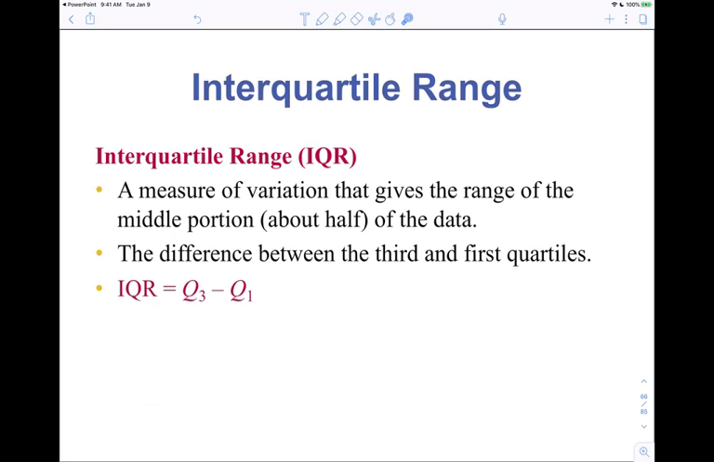So the interquartile range, the IQR, is going to be the measure of the variation that gives the range of the middle portion of the data, or about half of the data in the middle. It is basically the difference between the third and the first quartile. So the interquartile range is going to be Q3 minus Q1.